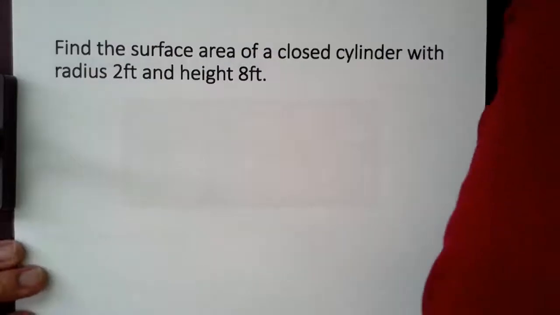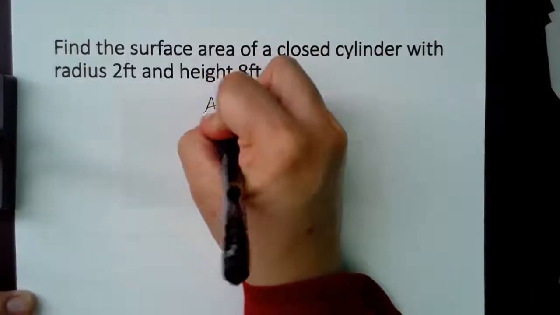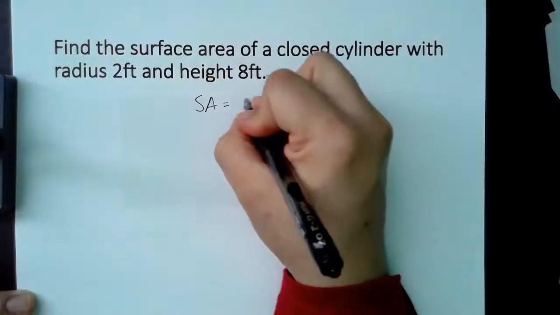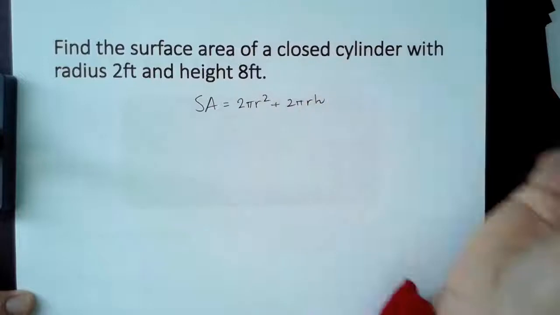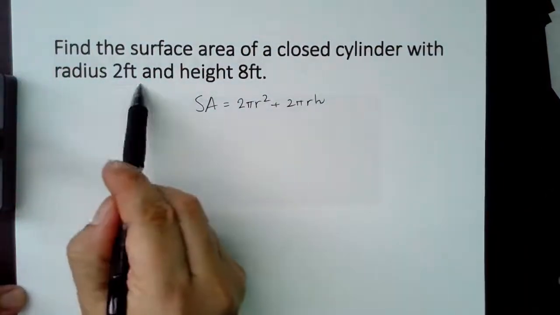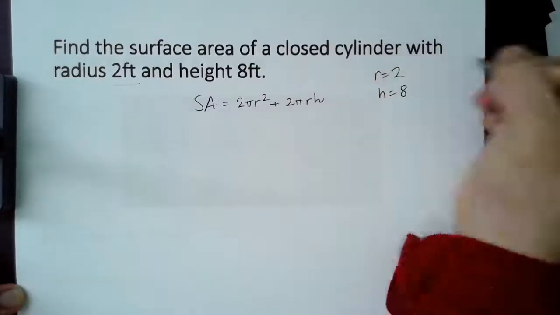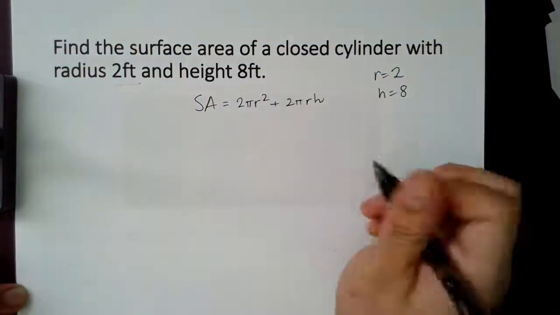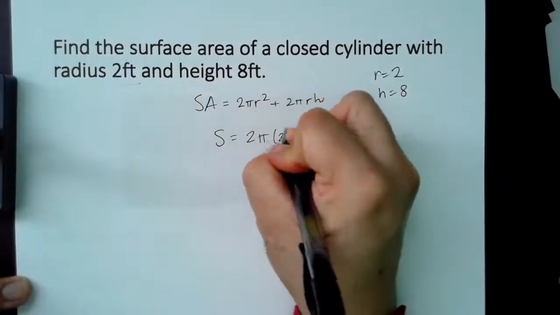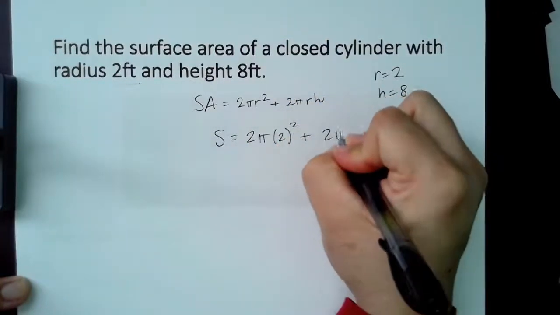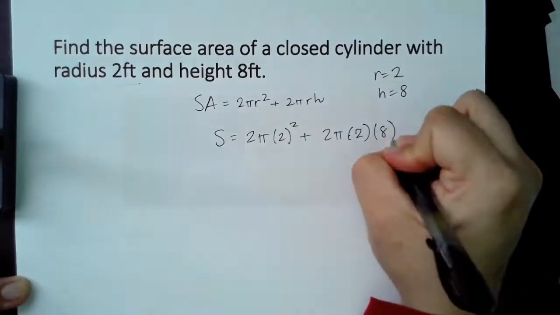All right, so let's find the surface area of a closed cylinder. Right away, we know that the surface area is 2 pi r squared plus 2 pi r h. And it gives us that it has a radius of 2 and height of 8. So now we just plug that in. We get the surface area is equal to 2 pi times 2 squared plus 2 pi times r, which is 2, times h, which is 8.